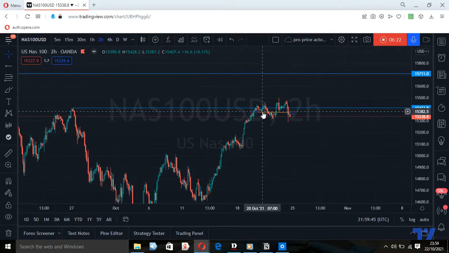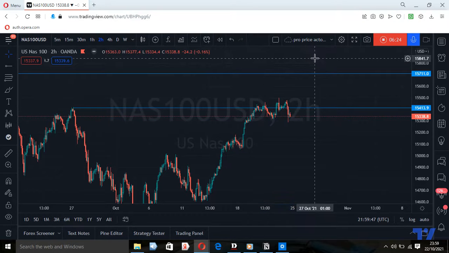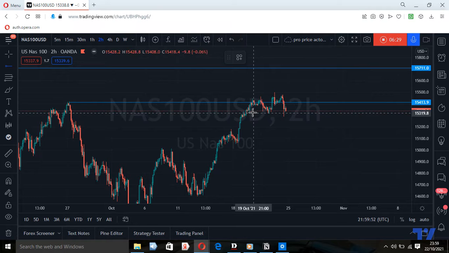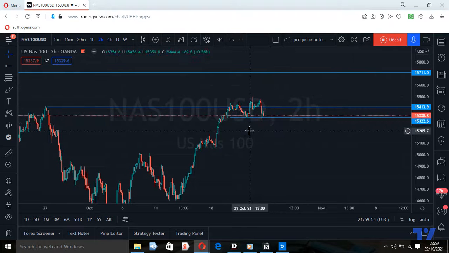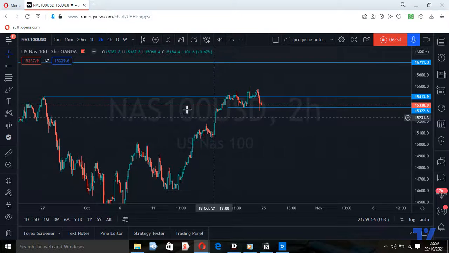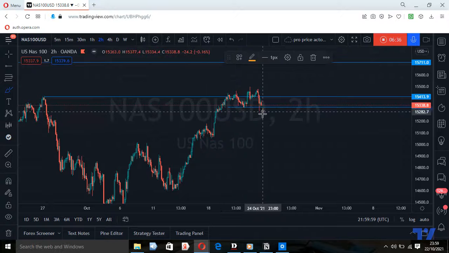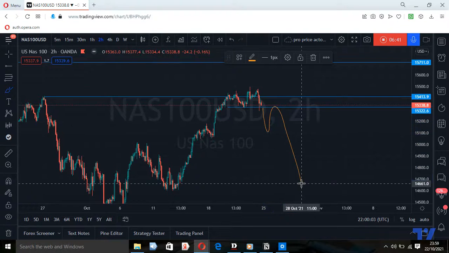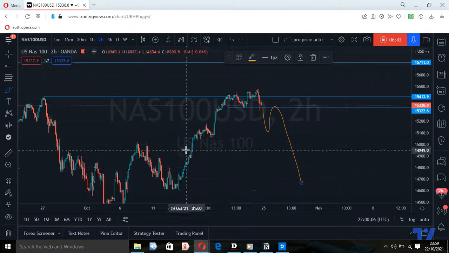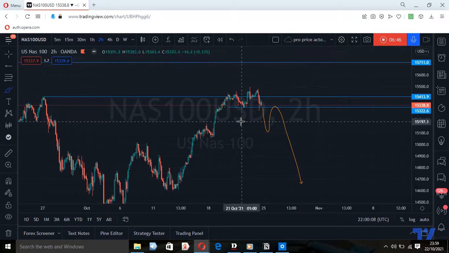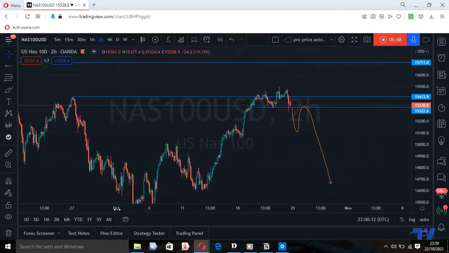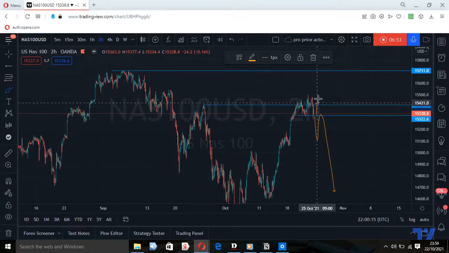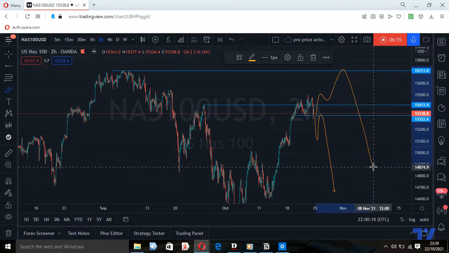I have to wait for the market to reach a respected level. So now I don't know what's going to happen next on NAS 100, but I'm anticipating. If it breaks this level, chances are it comes to this level, then comes to retest again before it goes down. So I'm anticipating to take a sell if it goes down, but if it doesn't break this level, I'm not going to take a trade for a buy.